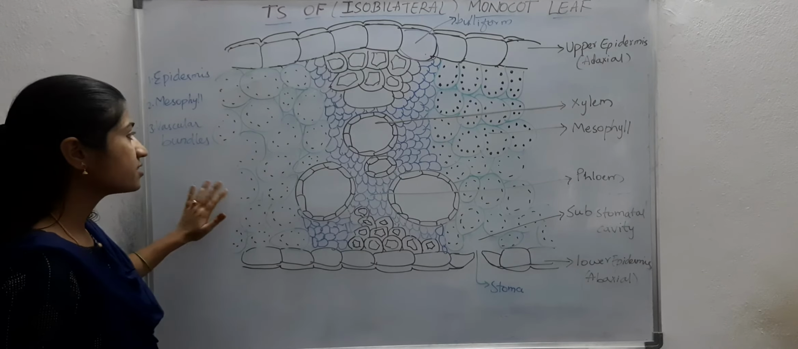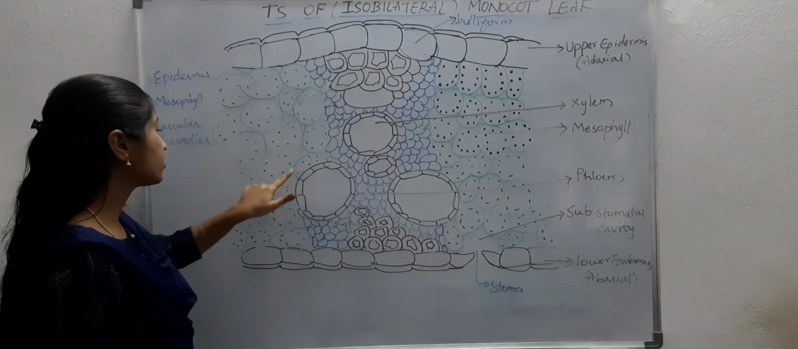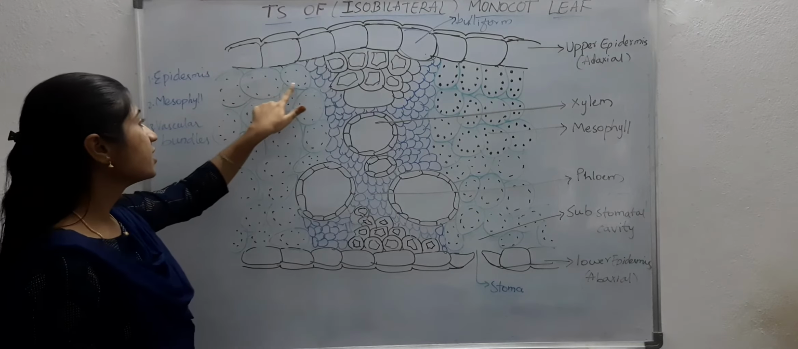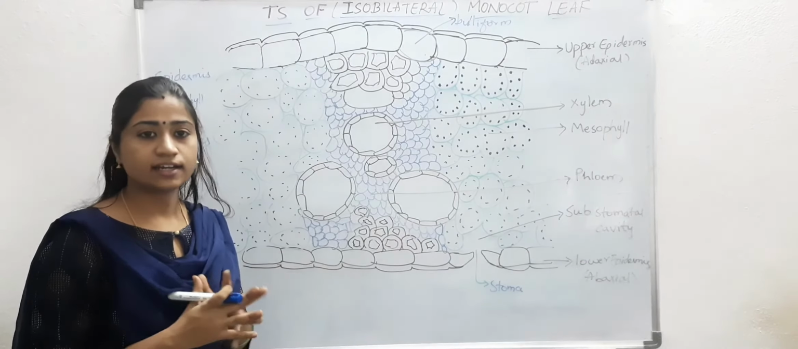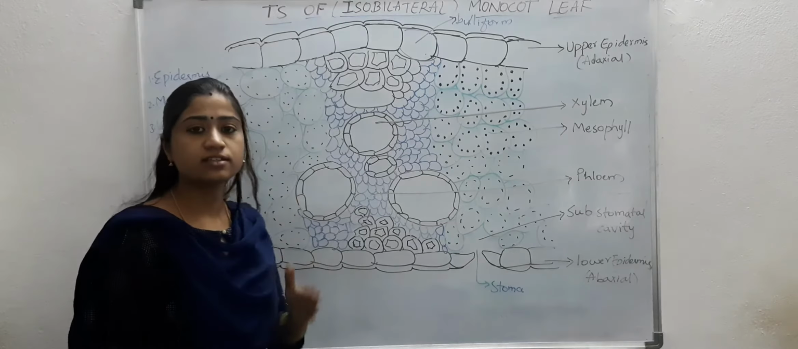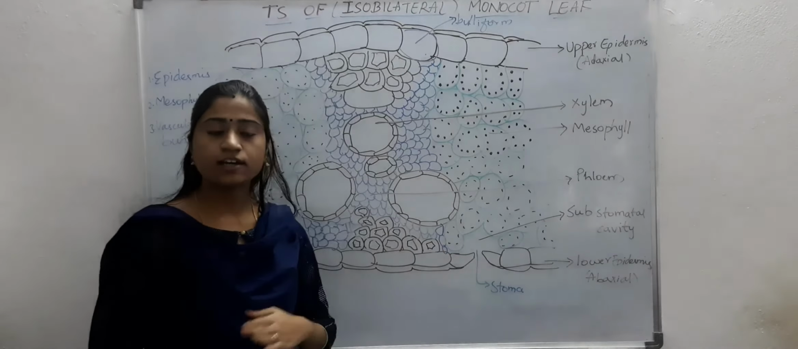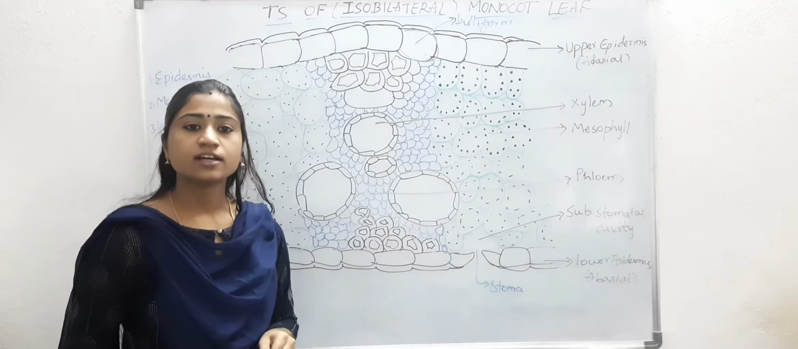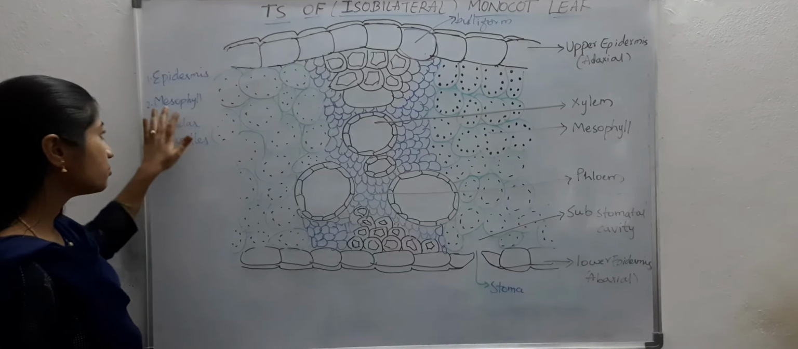These are arranged loosely with intercellular spaces like this. Here you can see the intercellular spaces, which means they are loosely arranged. The function of mesophyll is to synthesize carbohydrates. Here they have chloroplast, and with the help of sunlight they can prepare carbohydrates through photosynthesis. This is about the mesophyll.